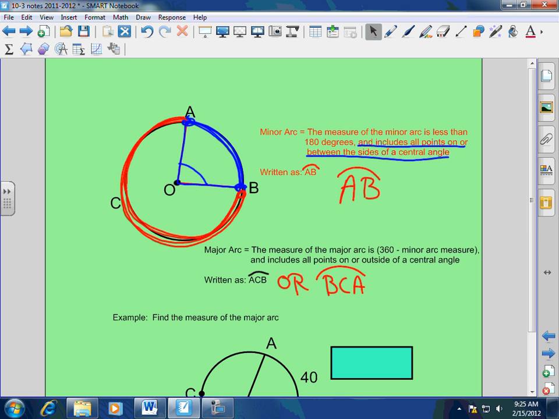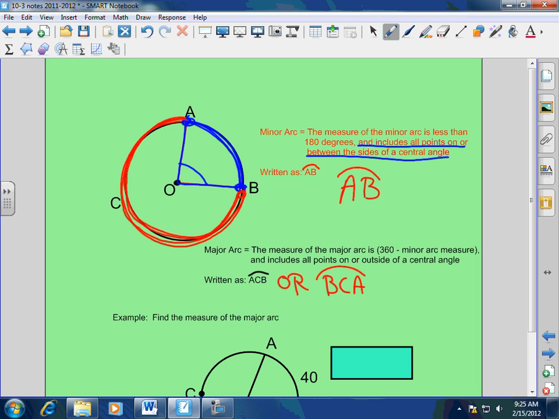The question is, will there ever be a time when they don't give us the third point? Not often, but if they did, you would not be able to name the major arc. You would just be able to name the minor arc, which would be AB. So you wouldn't really be able to determine the name of the major arc, but you would be able to determine the measure of the major arc.